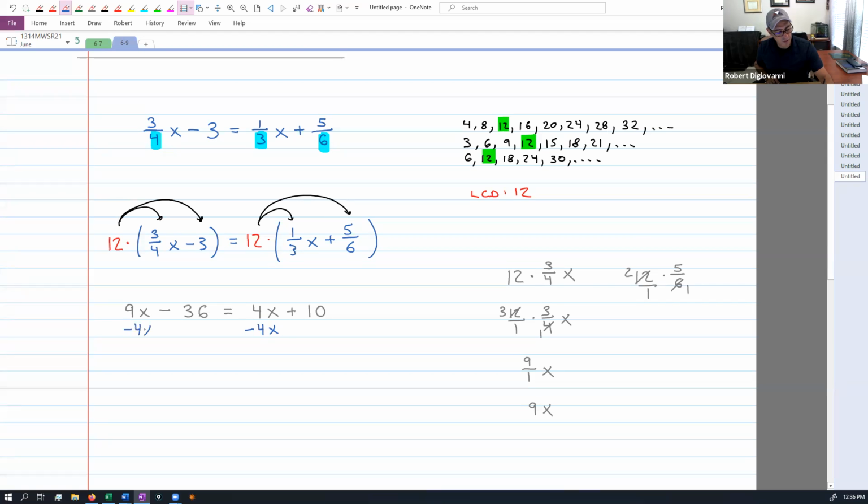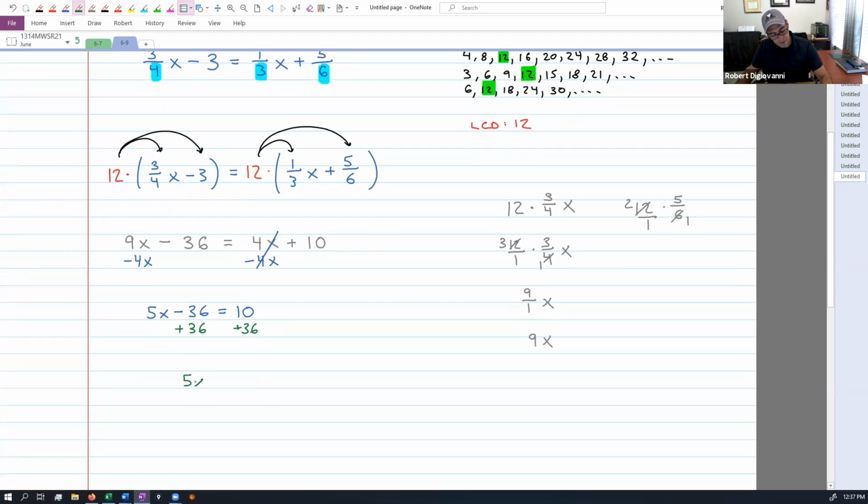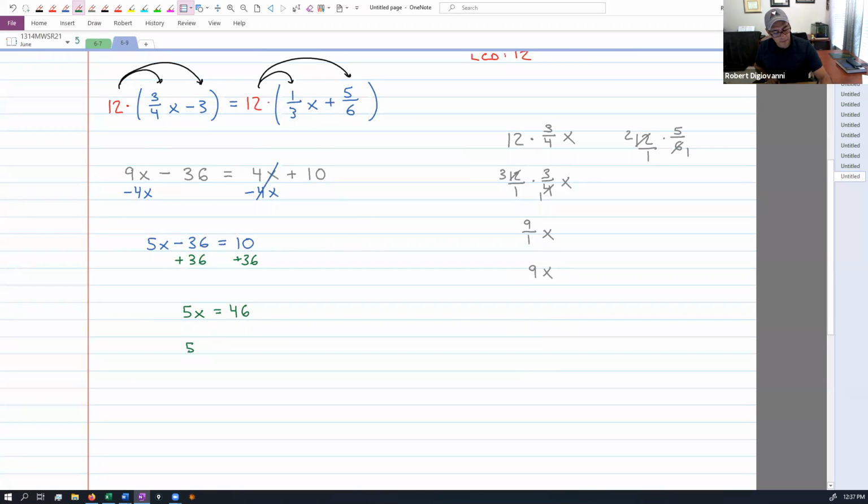I'm going to subtract 4x on both sides, which gives me 5x minus 36 equals 10. And then I will add 36 to both sides. And this will leave me with 5x equals 46. And the final step would be to divide both sides by 5 to get a 1 in front of the x. And so you get x is equal to 46/5. Any questions?